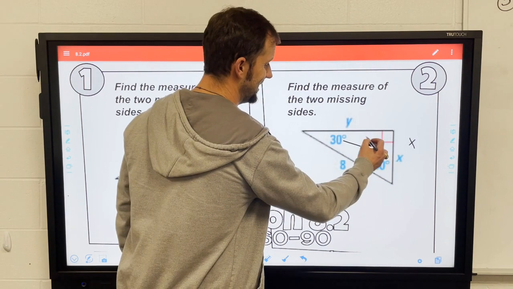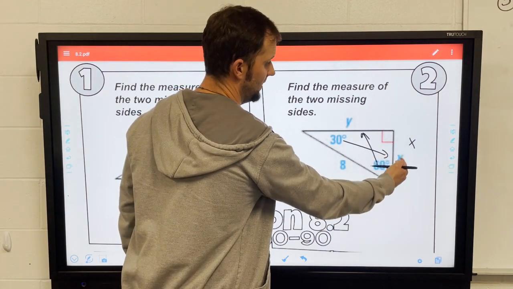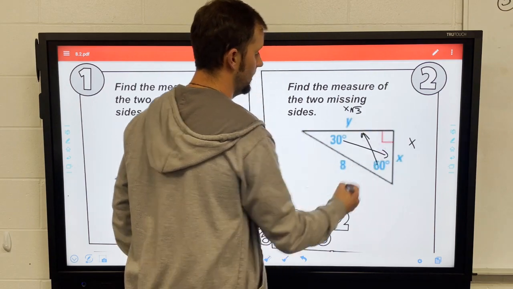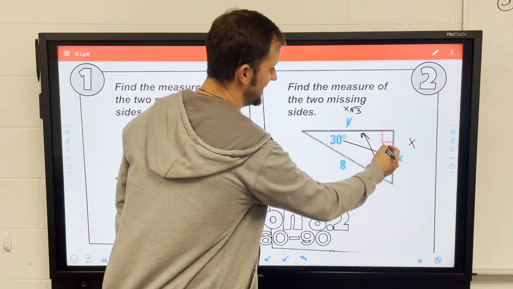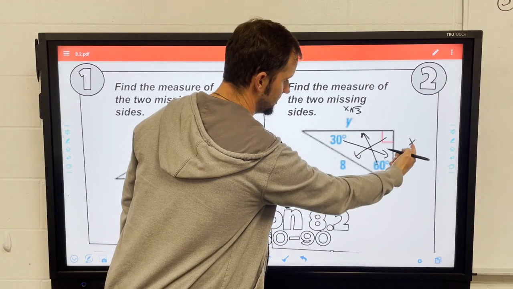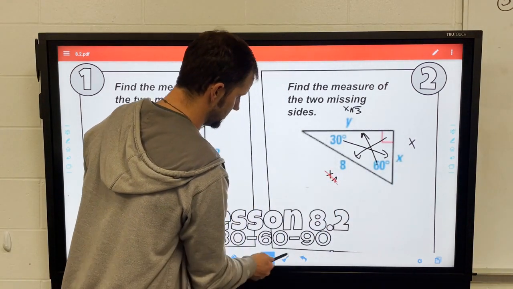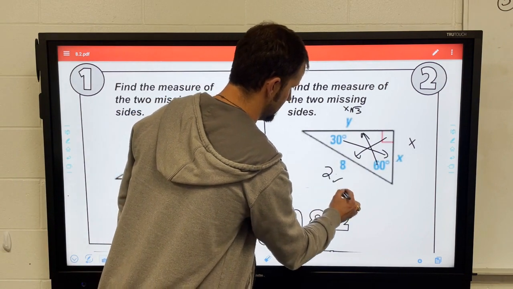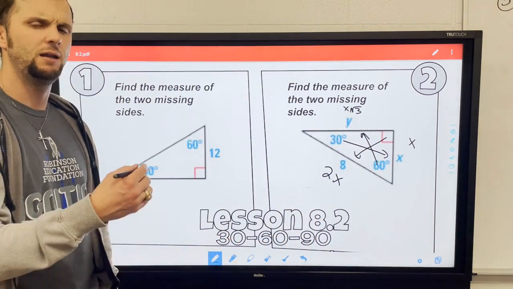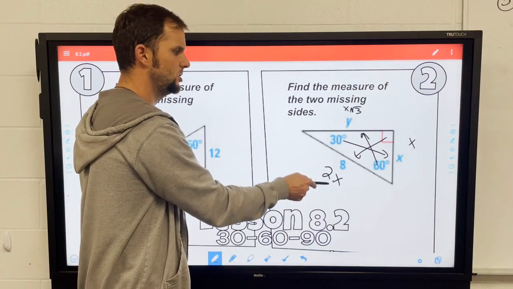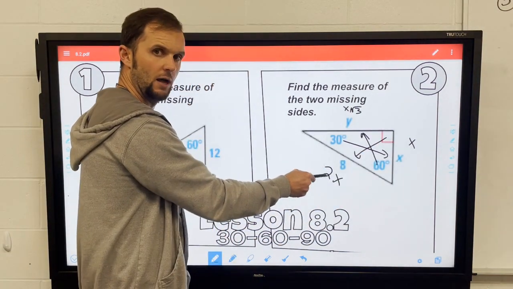Opposite the 60, I'm always going to multiply the short side by the square root of 3. And then opposite of my 90-degree angle, I'm always going to take the short side and multiply it by 2. So it's going to be 2 times x. Okay, so let's think about this. I know that to find my hypotenuse, I have to multiply by 2 to get here, correct?